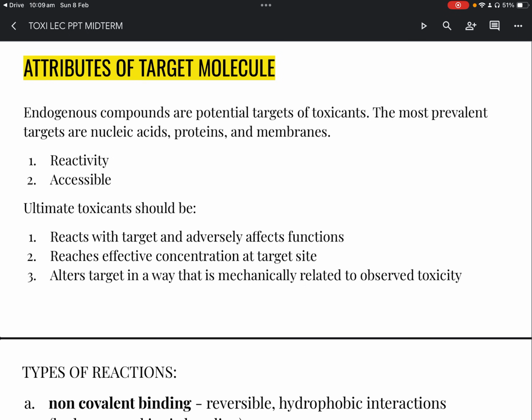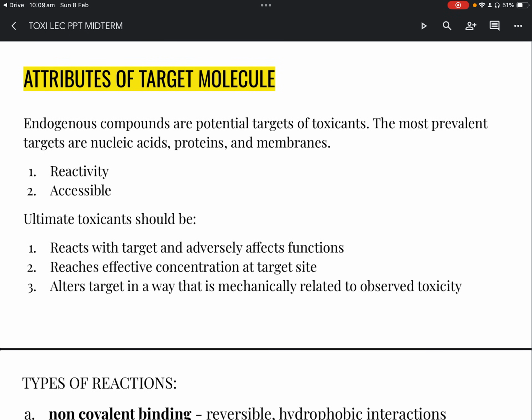Attributes of target molecule. Again, it will depend on its reactivity and its accessibility. The ultimate toxicant should react with the target and adversely affect its functions, so it will alter its functions. Also, a toxicant should reach the effective concentration at the target site. It should be concentrated enough that when it reaches the target site, it will elicit its effects. And lastly, it alters the target in a way that is mechanistically related to observed toxicity.